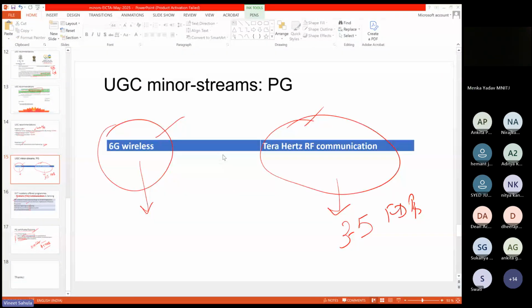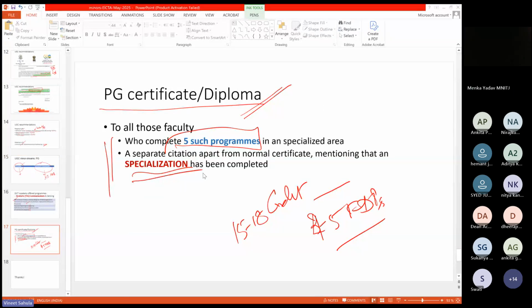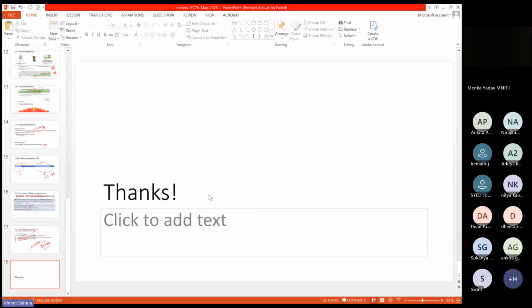Okay, sir, I was discussing UGC minors, and we will actually award the PG certificate diploma if you complete 4 to 5 FDPs. This will be a separate certificate over the FDP certificate. So I wish you all the best and good learning. Thanks to speakers and to you for gathering here. Thanks to Dr. Menka for taking efforts to organize such a program.